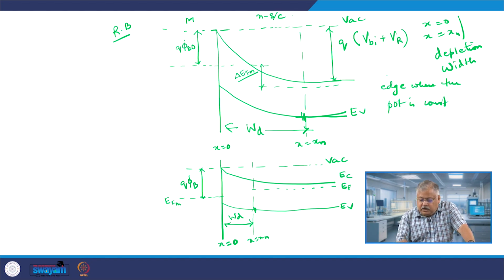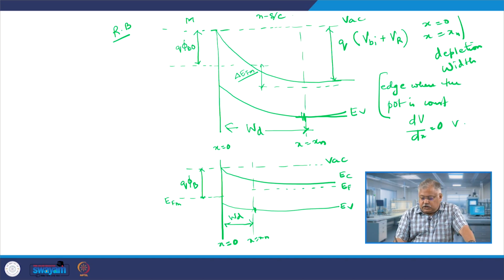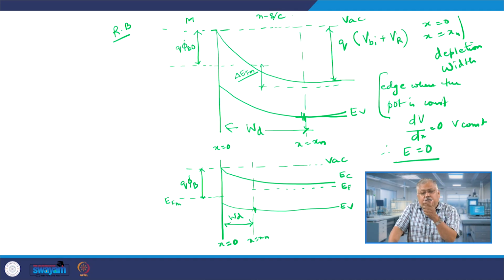Potential is constant primarily means what? That it does not vary with respect to distance, and this is quite interesting, which effectively means that if my dV/dx is equal to 0, it implies that my V is constant and therefore my electric field is 0. So, beyond the depletion region, the electric field is actually equal to 0, and that is the reason you say that this is the point where the depletion edge actually occurs.